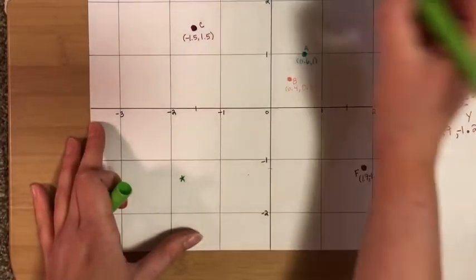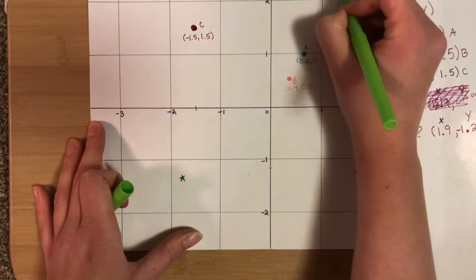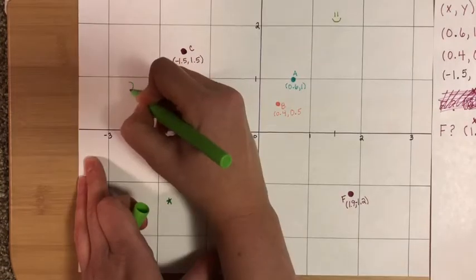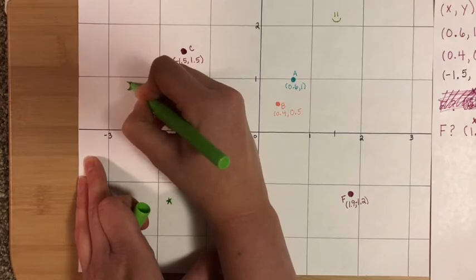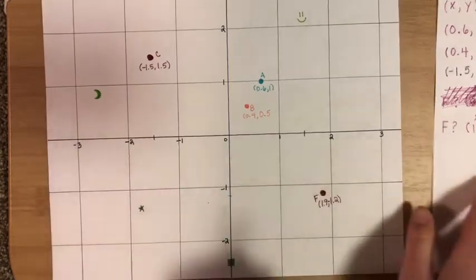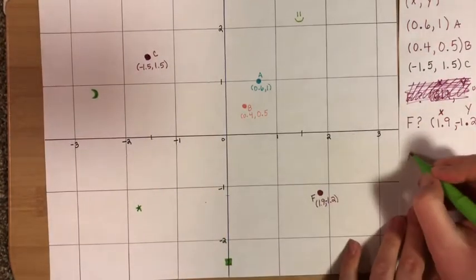And how about we draw a smiley face, a square, how's that? Okay, we're going to find out what each of these points are. So first we're going to start with the star.